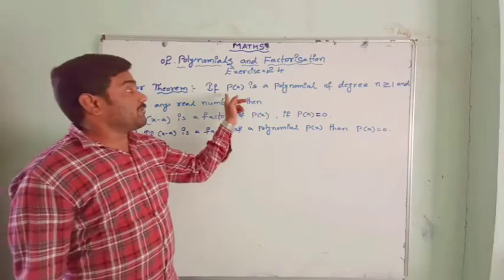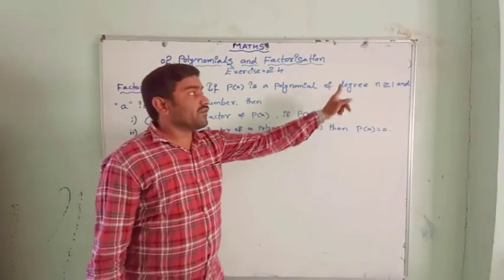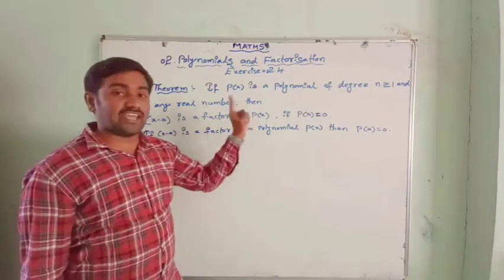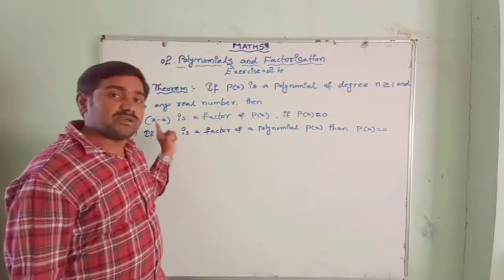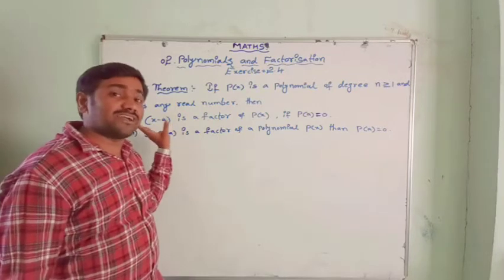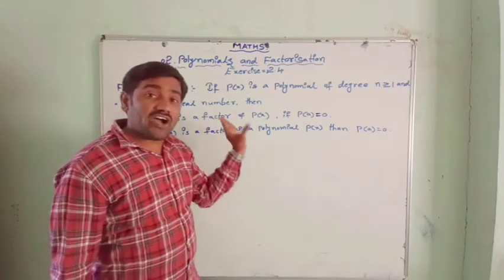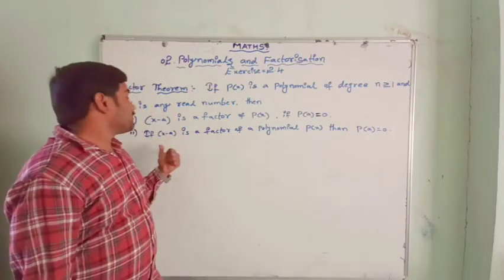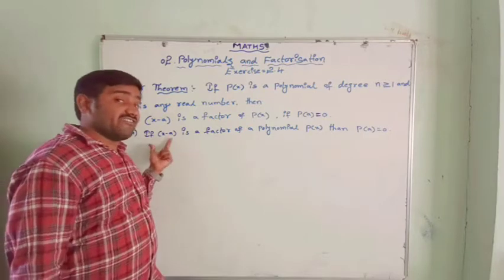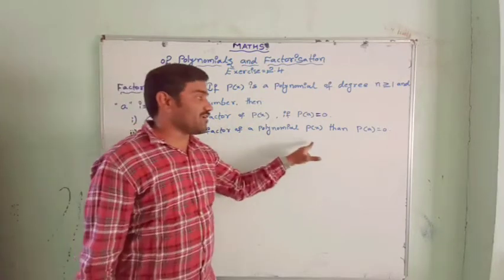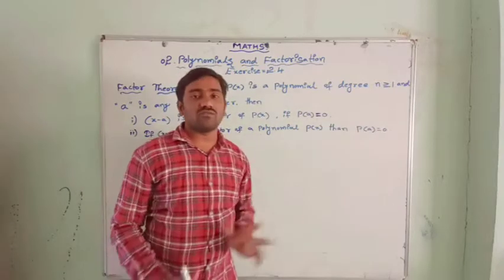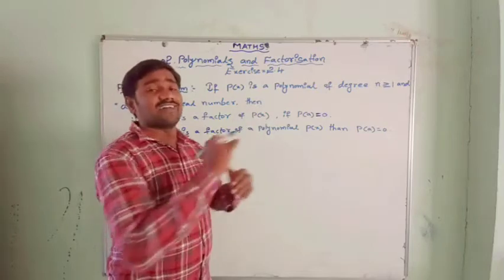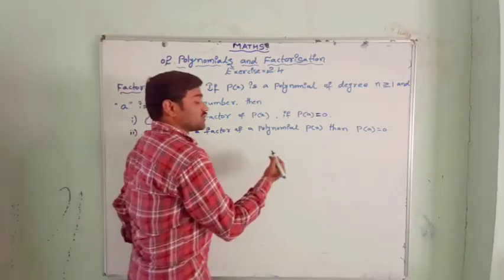So if p of x is any polynomial with degree greater than or equal to 1 and a is any real number, then x minus a is a linear polynomial. x minus a is a factor of p of x if p of a equals 0. Then if x minus a is a factor of polynomial p of x, then p of a equals 0. These two are similar. If one thing happens, then the second one will also happen.